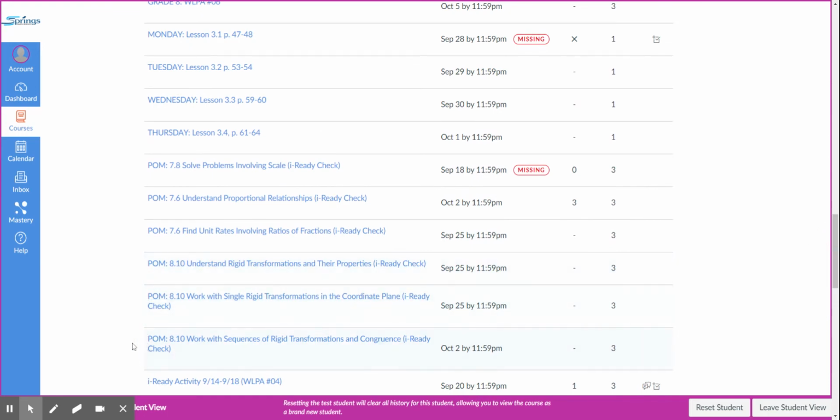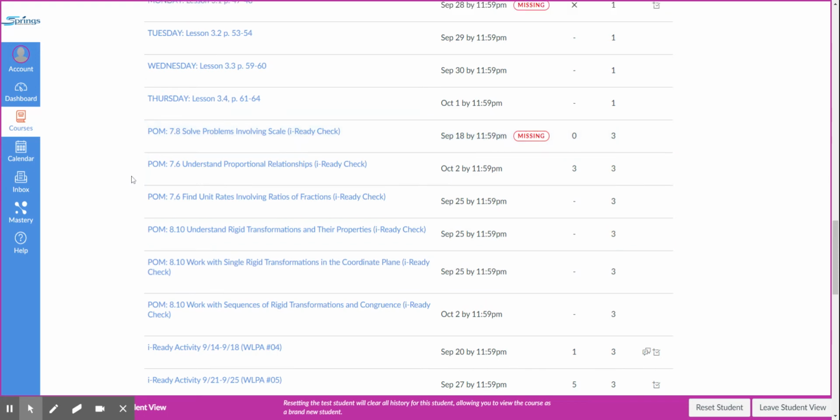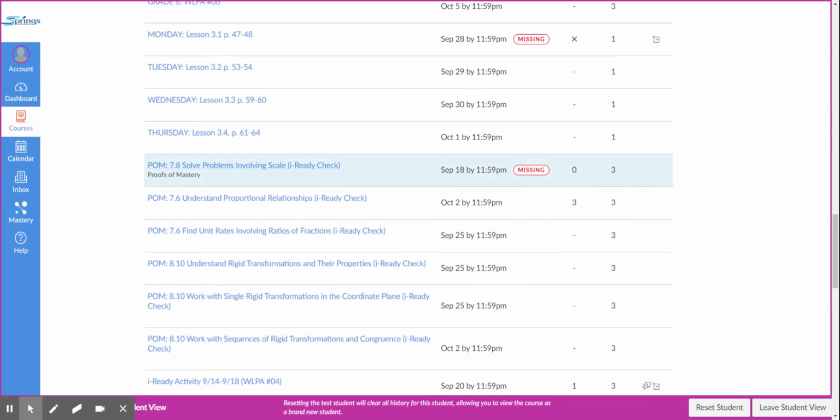The POMs in my gradebook all start with POM so that you can find them much easier. And if I look at this POM, I can see a big red missing right next to it. It says this is a POM for 7th grade, ICANN number 8. So the first number is the grade and the second number is the ICANN. Then the title, and it was given on iReady. So I need to get my student on iReady to get that assignment done, because it was due on September 18th.